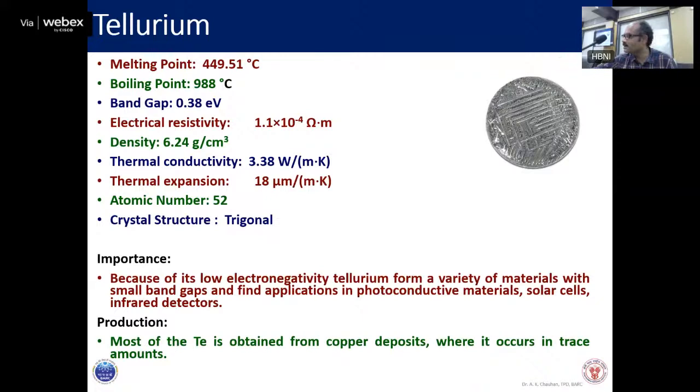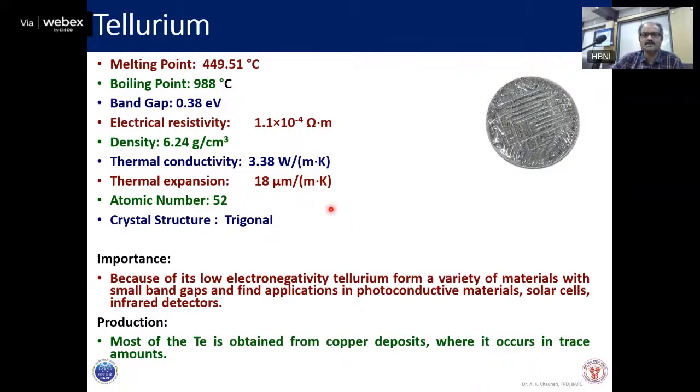So now let us see another important material, which is tellurium. The melting point of tellurium is 449, and the boiling point is nearly 988 degrees centigrade. The band gap is very low, 0.38 electron volt. The resistivity is also very low. Density is 6.2. Thermal conductivity is also very low, 3.3 watt per meter K. The thermal expansion is 18 micrometer per meter kelvin. And atomic number is 12.